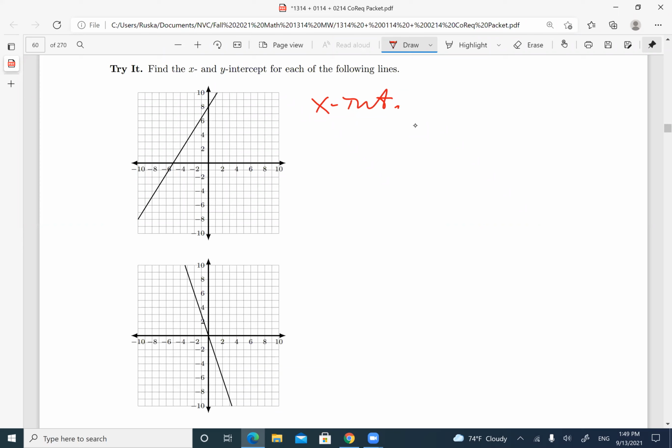What is the point where you cross the x-axis? (-5, 0.) Good job. -5, 0. This is the point here. Yes. And where is the y-intercept? (0, 8.) 0 and 8. Good job. That's right. Okay, so everybody understand the x-intercept, the y-intercept, all of those?